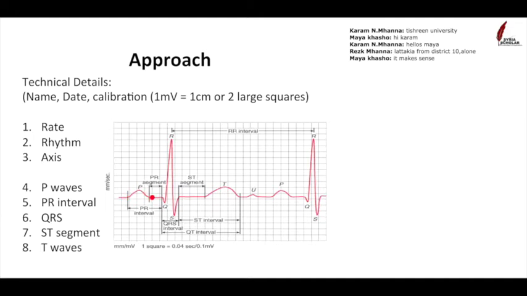So we do P waves, the PR gap, so the gap between the P waves and the QRS complex, the QRS complex itself, and the ST segment, so the gap between the QRS and the T, and then we look at the T waves, and that's it. So once you've got that system into your mind of rate, rhythm, axis, then P, PR, QRS, ST, T, then you've finished looking at the ECG, and it's all very straightforward after that.